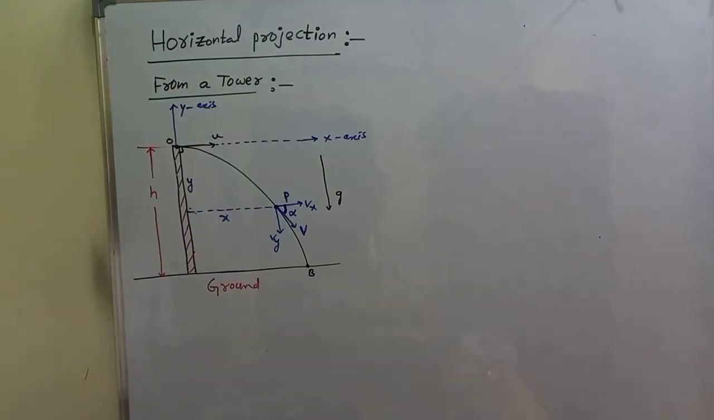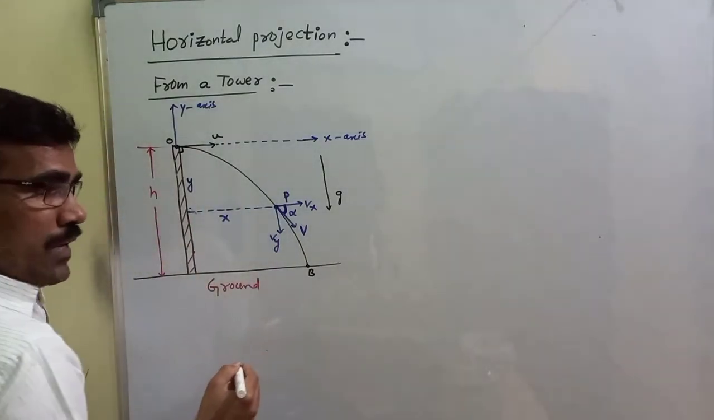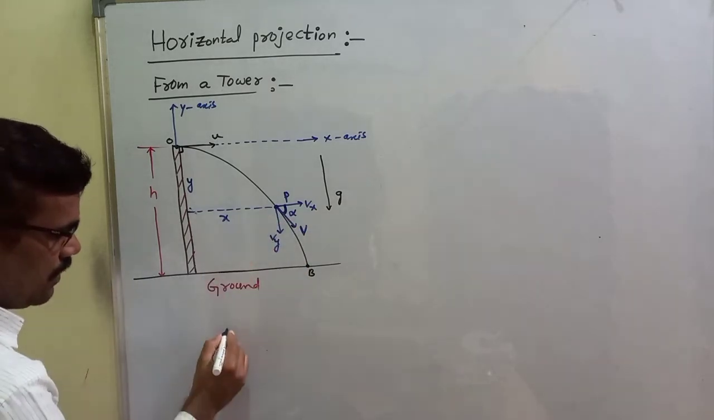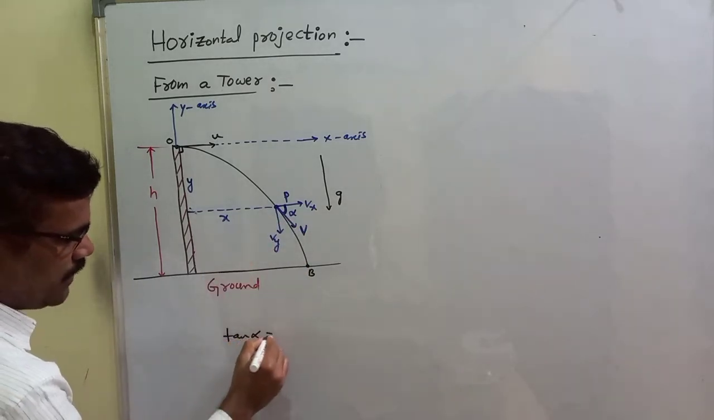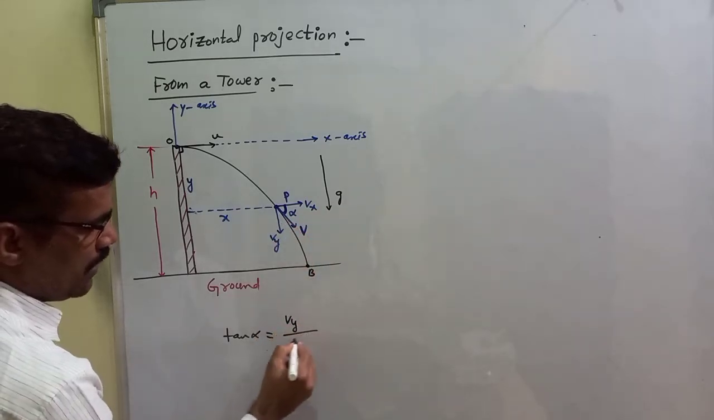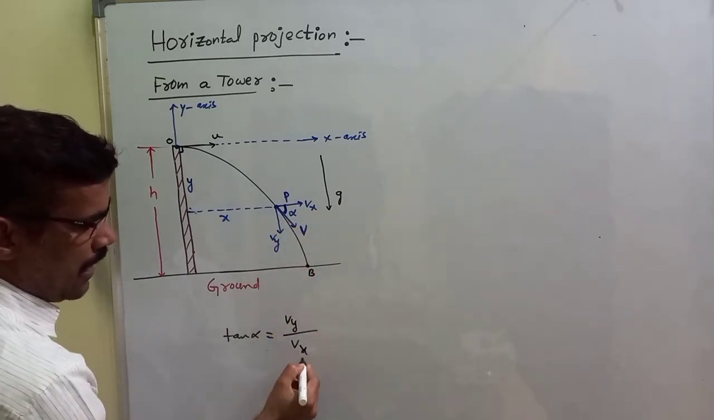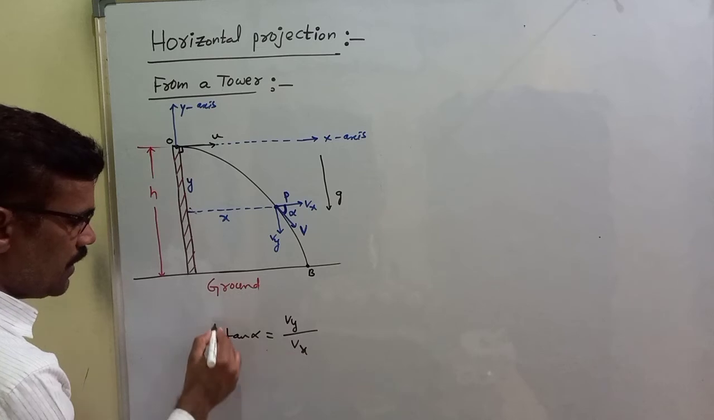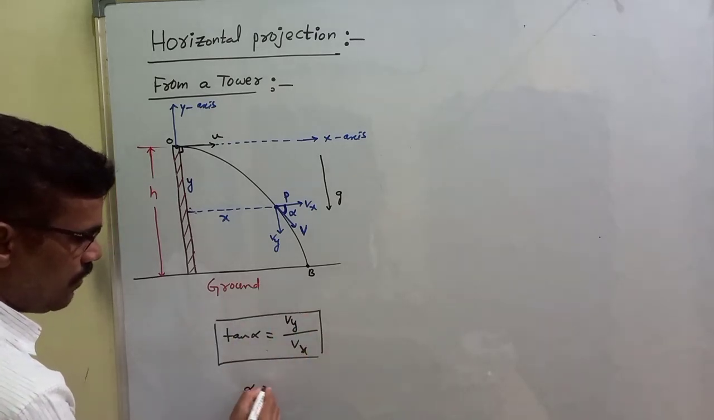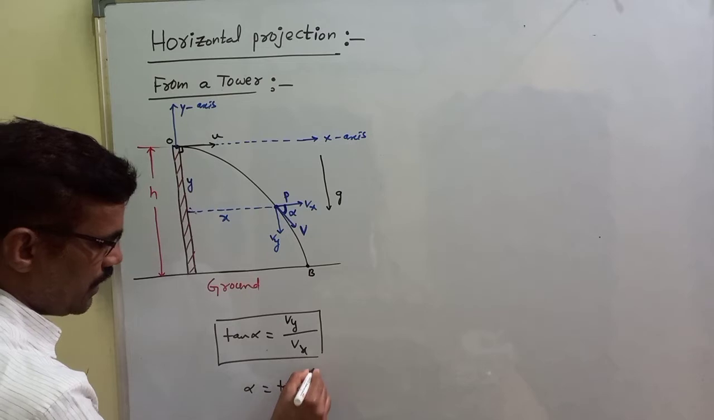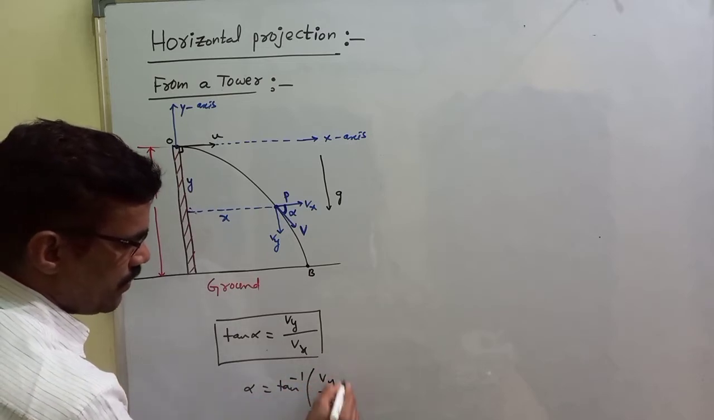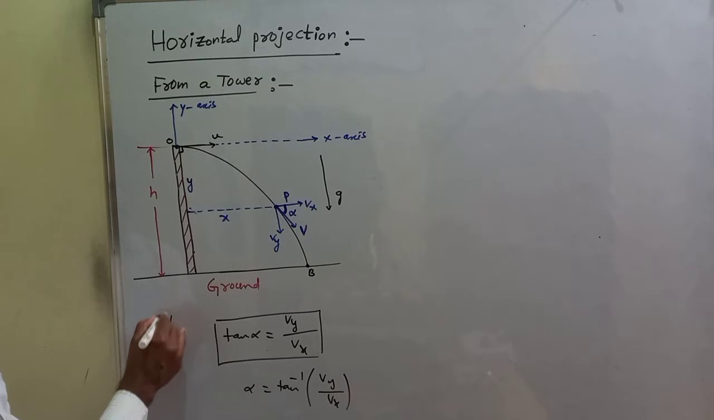Then what is the angle made by the projectile with the horizontal? We know that tan alpha is equal to the opposite component Vy by Vx. We know Vy and we know Vx. After t seconds, we get the angle made by the projectile after time t. So alpha is equal to tan inverse of Vy by Vx.